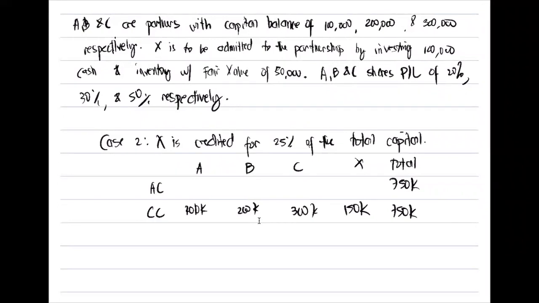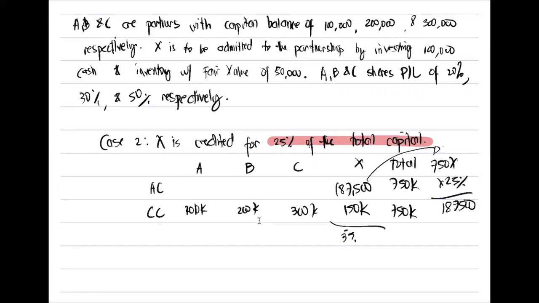Now, sabi dito, yung agreed capital daw ni X ay 25% of the total capital. So we get 750,000 multiplied by 25%. We have here 187,500. So how did we get this one? Total capital multiplied by 25%, 187,500. So we have here 37,500. This is a bonus to X.